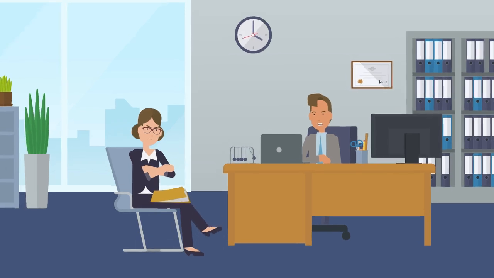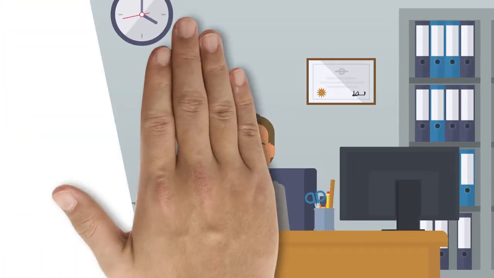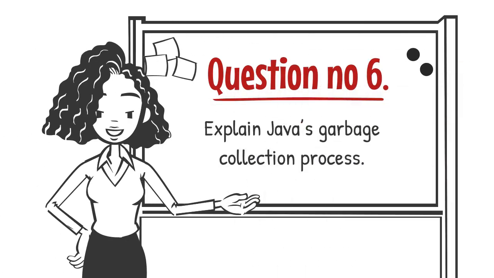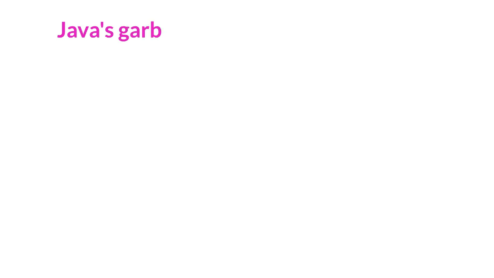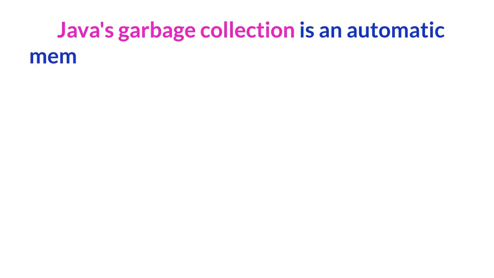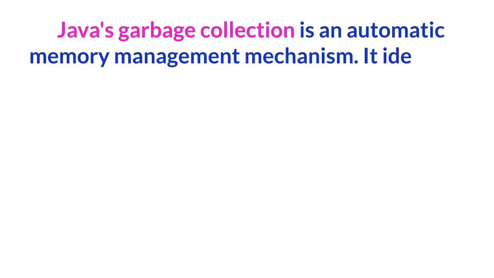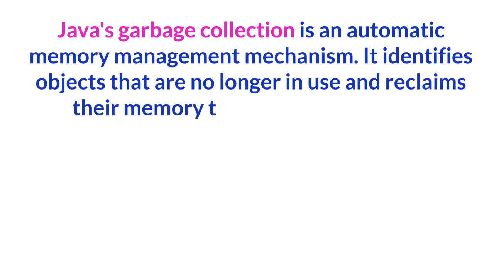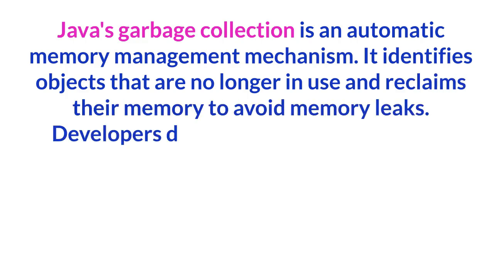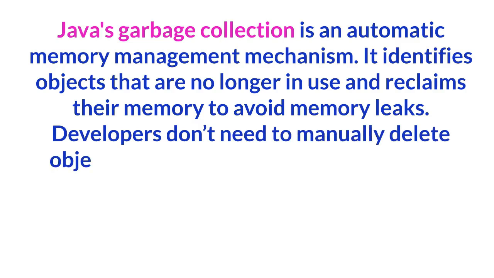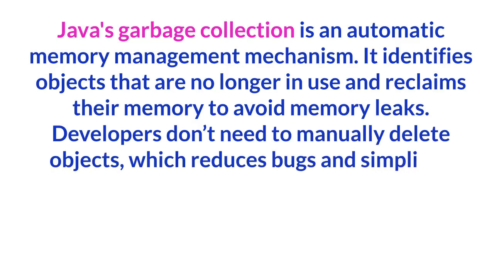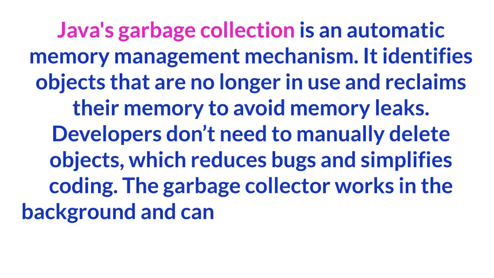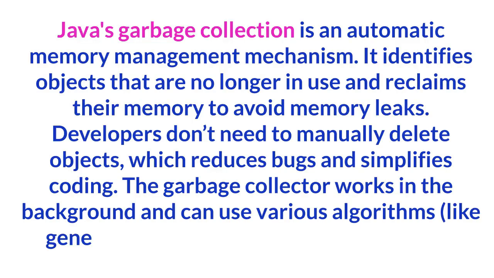Can you please explain Java's garbage collection process? Java's garbage collection is an automatic memory management mechanism. It identifies objects that are no longer in use and reclaims their memory to avoid memory leaks. Developers don't need to manually delete objects, which reduces bugs and simplifies coding. The garbage collector works in the background and can use various algorithms, like generational GC, to optimize performance.